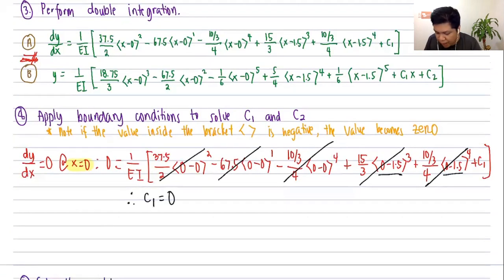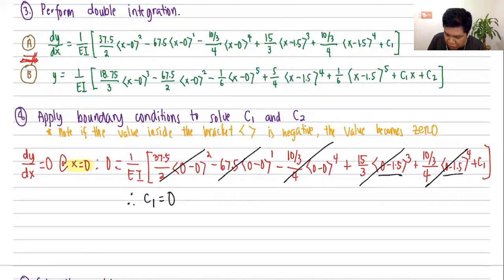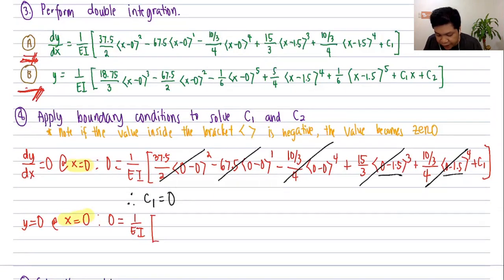Next, my next boundary condition is that y is equal to 0. Again, at the fixed support, the deflection is also equal to 0. So I'll just use equation B over here and equate that to 0, but I will use the value 0 for the variable x. Therefore, 0 is equal to 1 over EI times, I'll just copy everything from equation B, but substitute 0 for x.